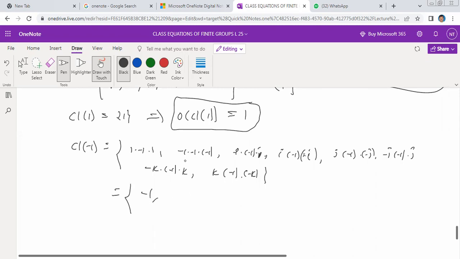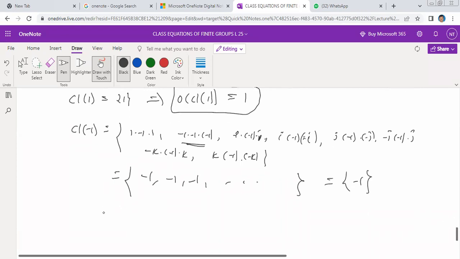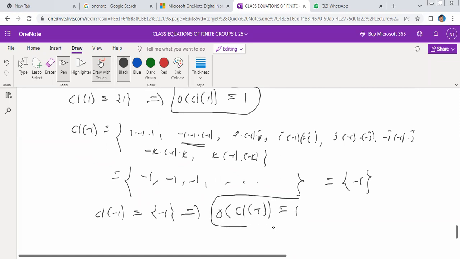Here also this is minus 1. So i, minus 1, i, minus, plus i into i square, minus 1, all give minus 1. So the class of minus 1 is equal to the set containing minus 1, and its order is equal to 1.